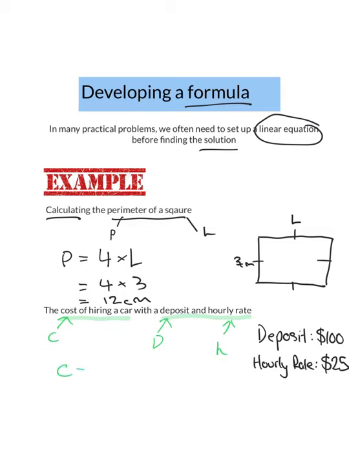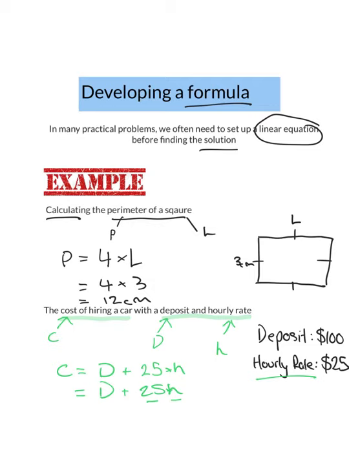That's what we're looking for. So that goes cost equals. Now it's the deposit. All right, so we have a deposit. That's a once-off payment. So D plus an hourly rate. So that's paid per hour. So we might have 25 times H, which leaves us in the form of D plus 25 times H. Remember, we don't need to put the multiplication symbol in. We can just write the number next to the variable.